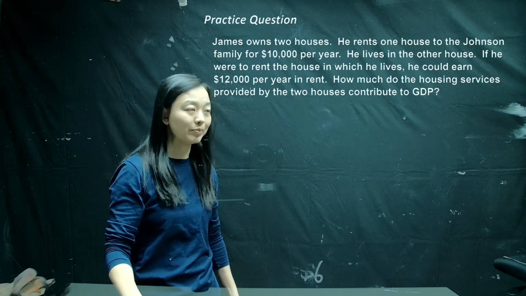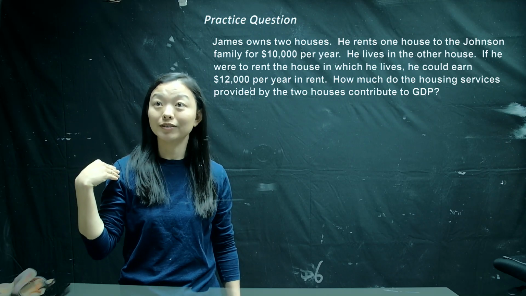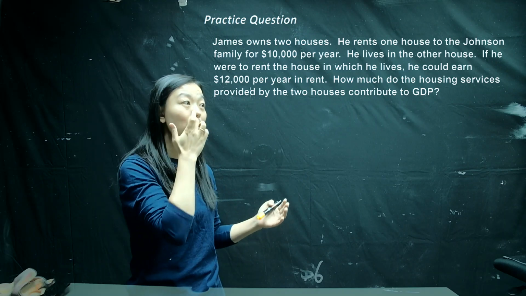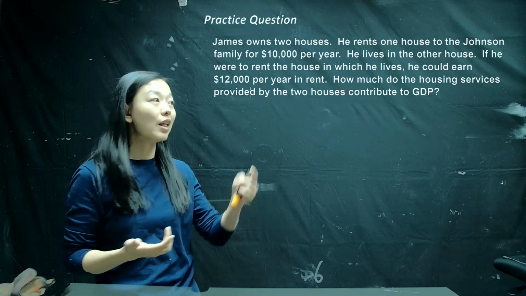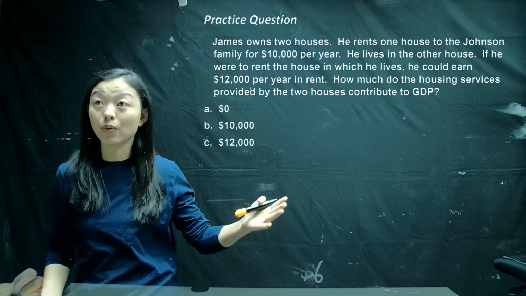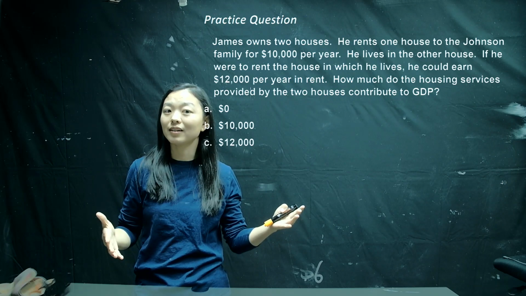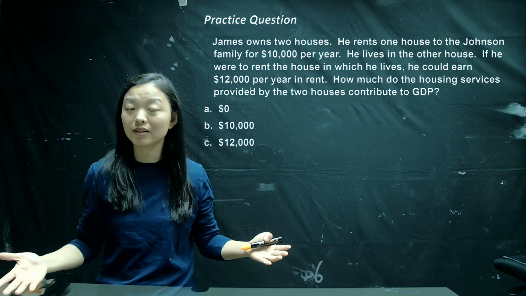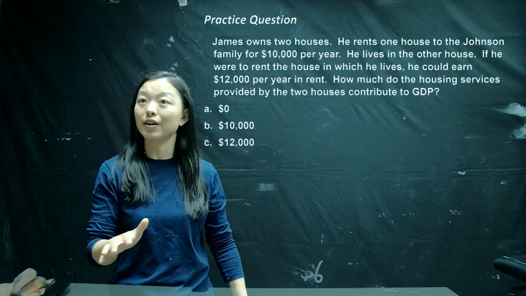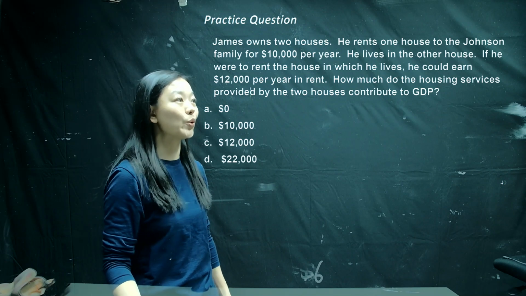Look at this one. James has two houses. In one he lives by himself, and the other he rents. So the rent of $10,000 can definitely be counted in GDP. However, for the second one, the $12,000 is something that James planned to do, but it hasn't been done yet. Therefore, $12,000 cannot be counted in GDP. Only the $10,000 rent can be counted in GDP. That's the answer to this question.